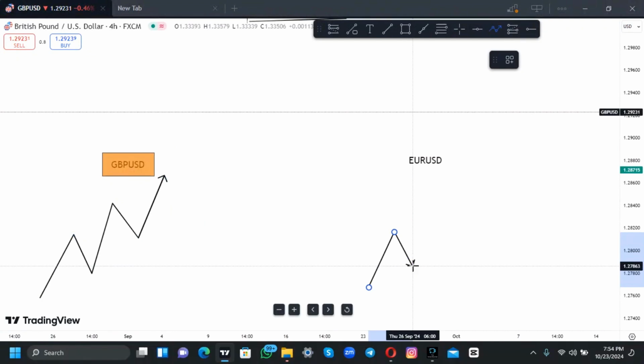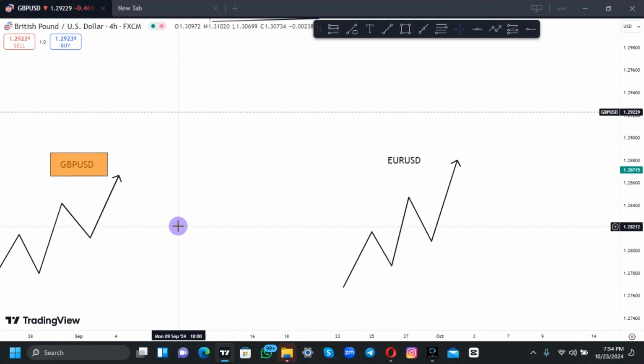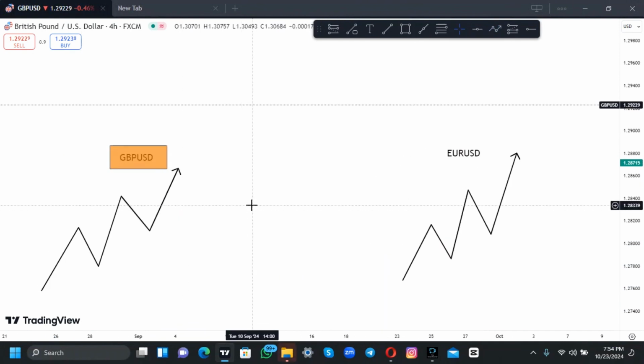So if your GBP USD is giving you a bullish wave or a bullish move, and then your Euro USD is giving you something slightly different, it's not going to be the exact same, but their movement is going to be the same. So they're both going to give you a bullish move.